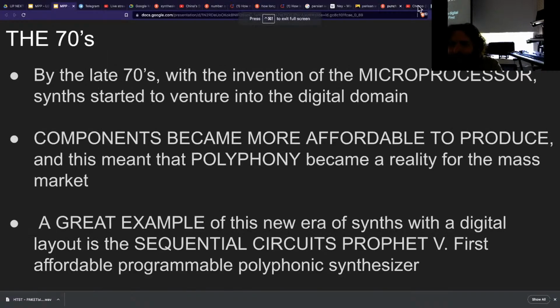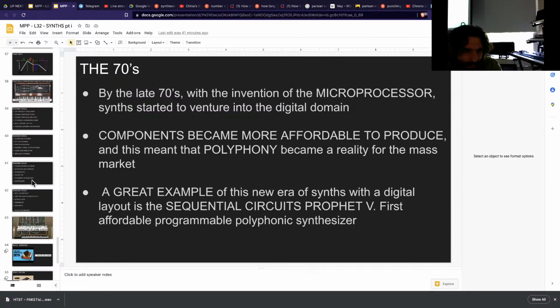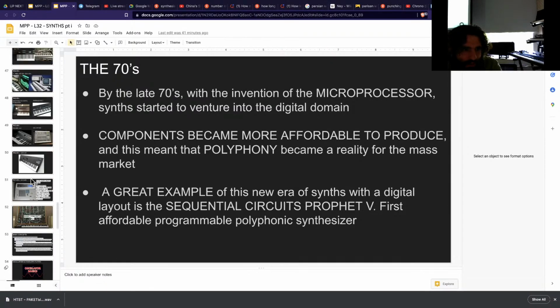So what's the time, by the way? It's 1. Well, I mean, we started a bit later. Oh shit, there's a lot of things to carry on.